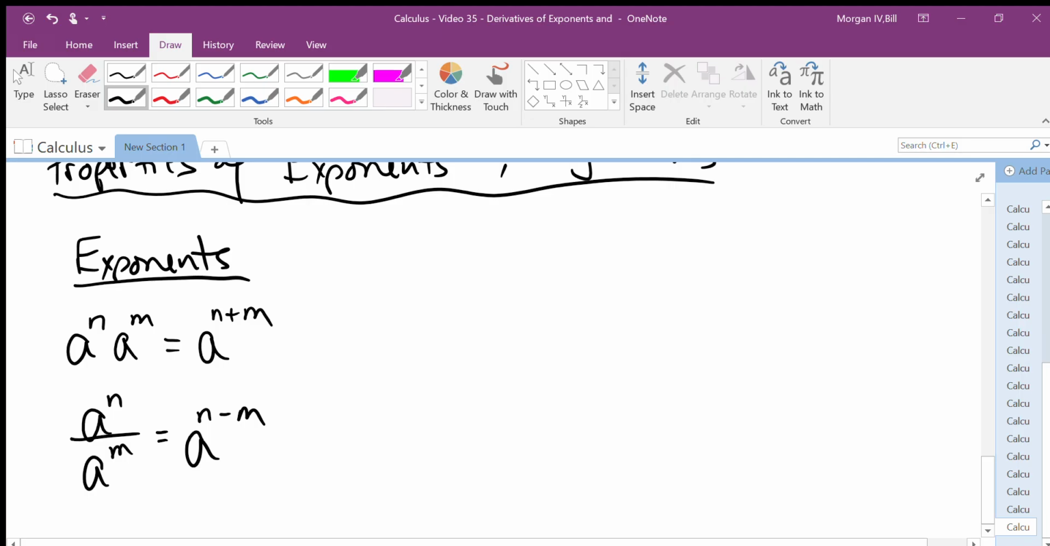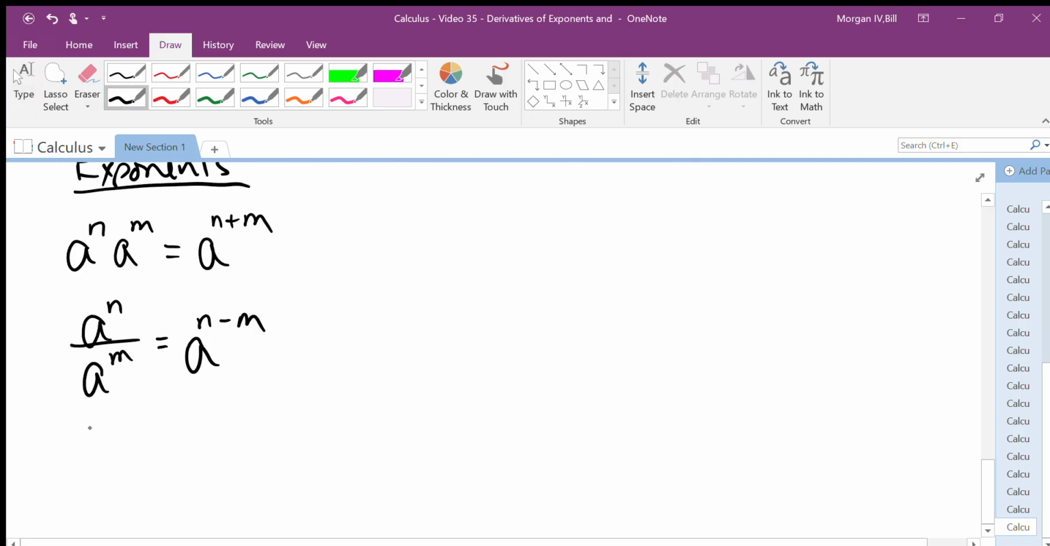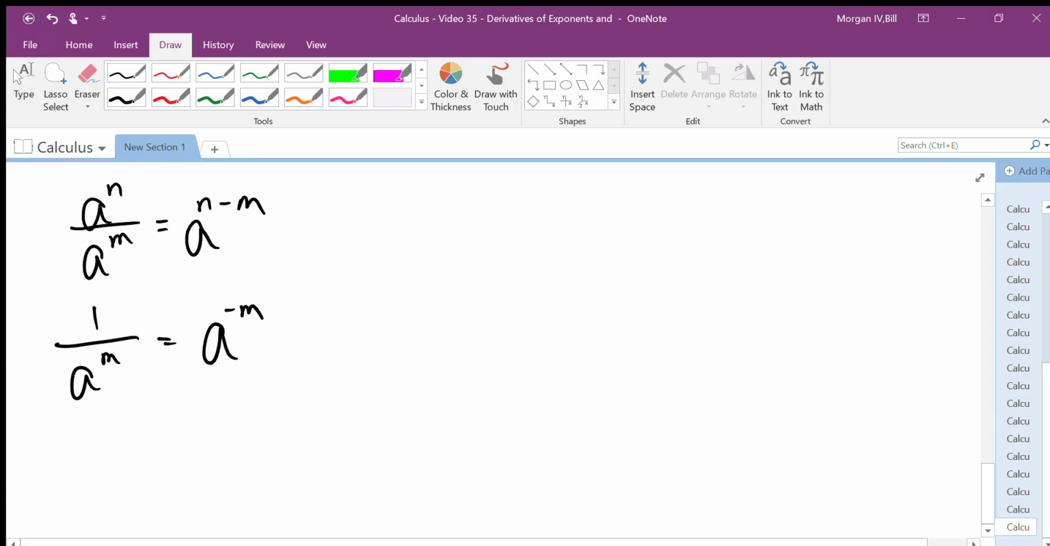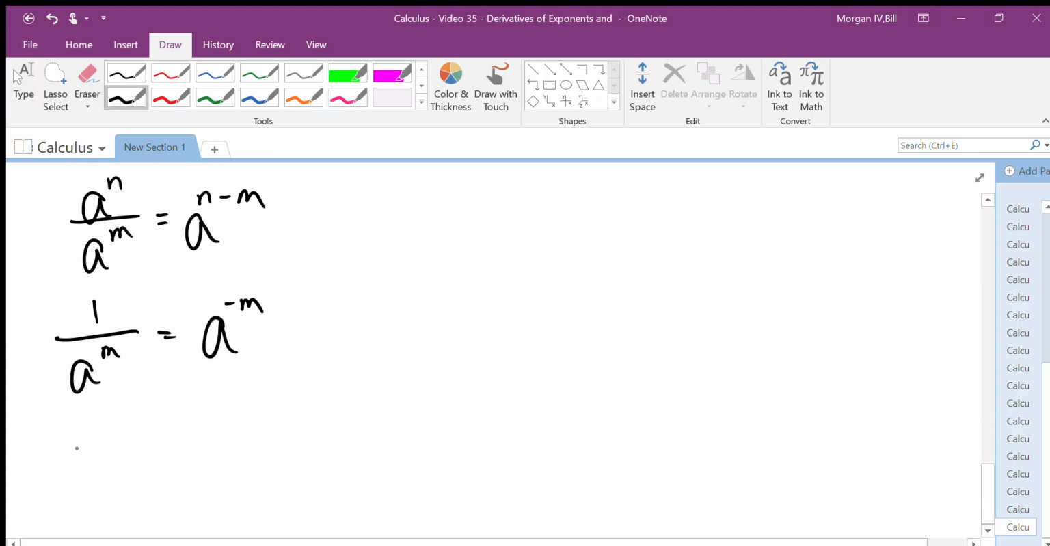Property number 3 for exponents: if you have 1 over a to the m, that is the same thing as a to the negative m. Or you could also write that like this. If I have a to the negative m, looking at it from right to left, that's the same thing as 1 over a to the m.